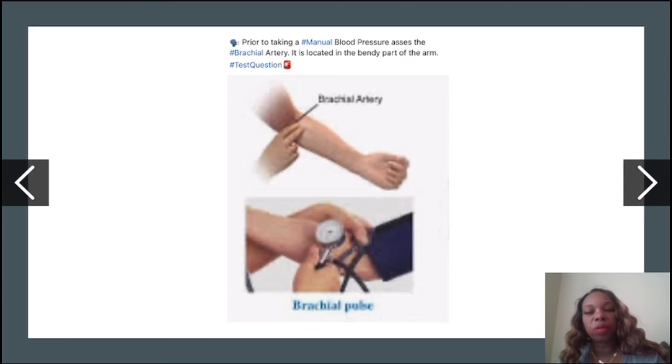Prior to taking a manual blood pressure, you want to assess the brachial artery. It's located in the bendy part of your arm. You should be able to feel the pulse palpating in the bendy part of your arm. That's the brachial artery. This is the artery that is assessed when you're getting ready to take a manual blood pressure.